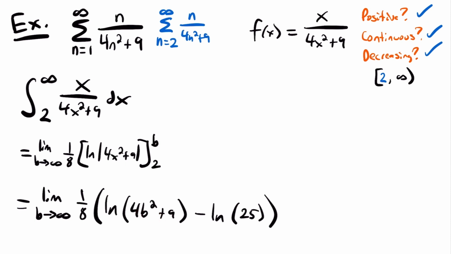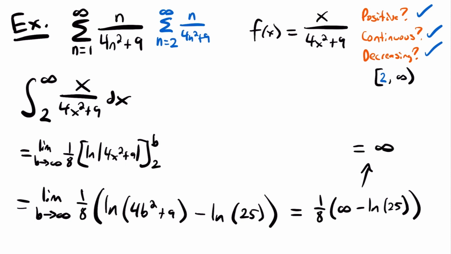It's still infinity. And so as you input a larger and larger value into the natural log function, it's going to output a larger and larger value. And so it's going to approach infinity. And so this will be equal to 1/8 times infinity minus the natural log of 25. But infinity minus the natural log of 25 is still going to be infinity, and infinity times 1/8 is also still infinity. And so our improper integral is equal to infinity, which means it diverges.